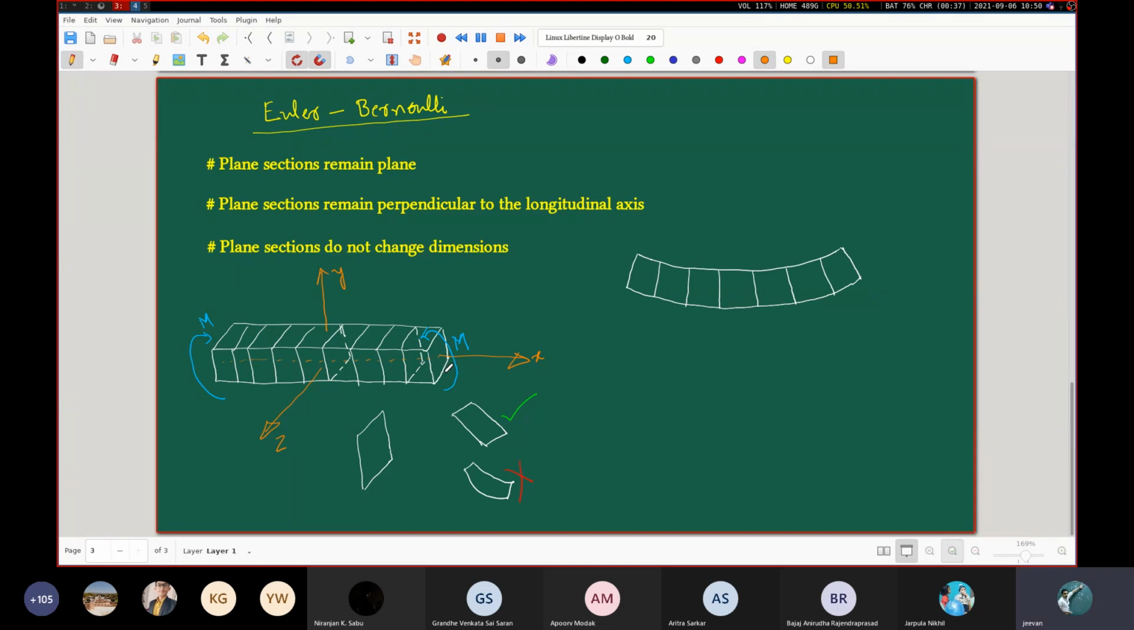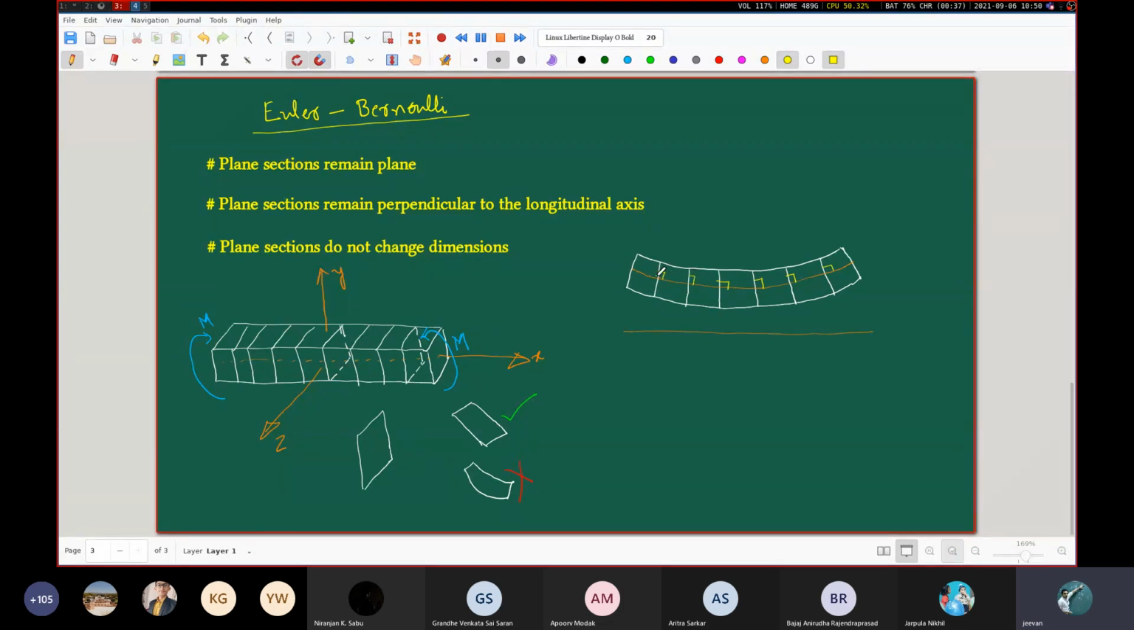Or you can try to think of it like the xz plane. So in this particular view, our xz plane will just look like a straight line like this. Okay, I'm drawing it separately in order to not clutter this diagram. Now, what we are saying here is that after the deformation has taken place, the longitudinal axis looks like this. This is the longitudinal axis. And the simplifying assumption which Euler and Bernoulli started out with is that even after deformation has taken place, these angles that you see remain 90 degrees. That is what is meant by this second one, that plane sections remain perpendicular to the longitudinal axis.